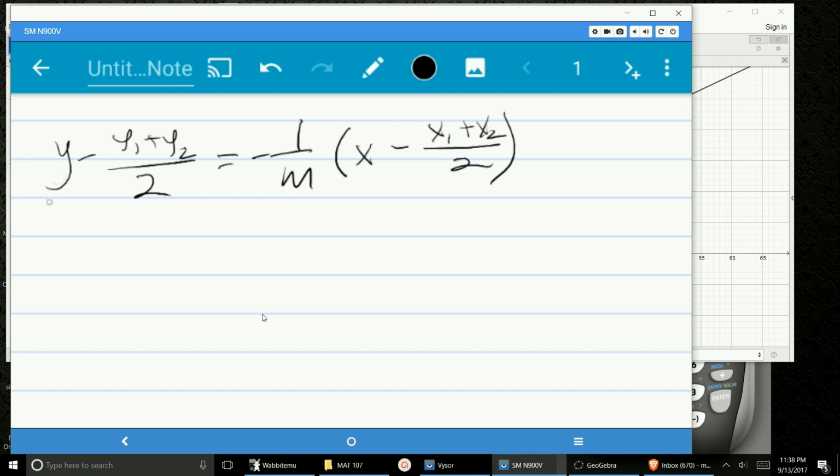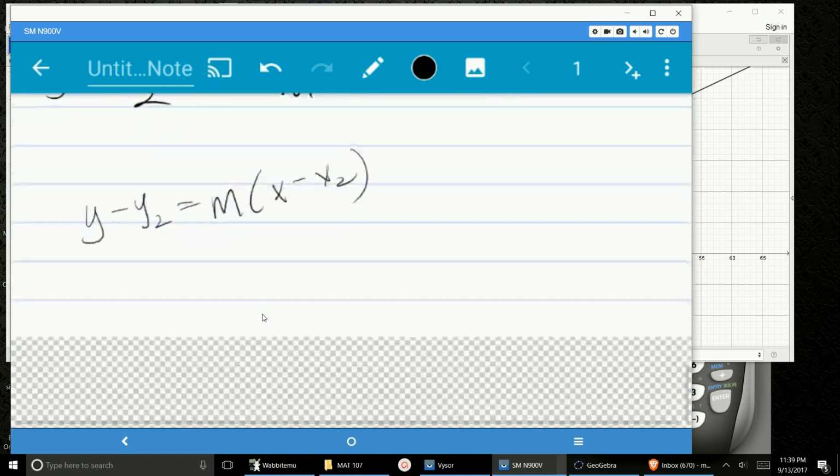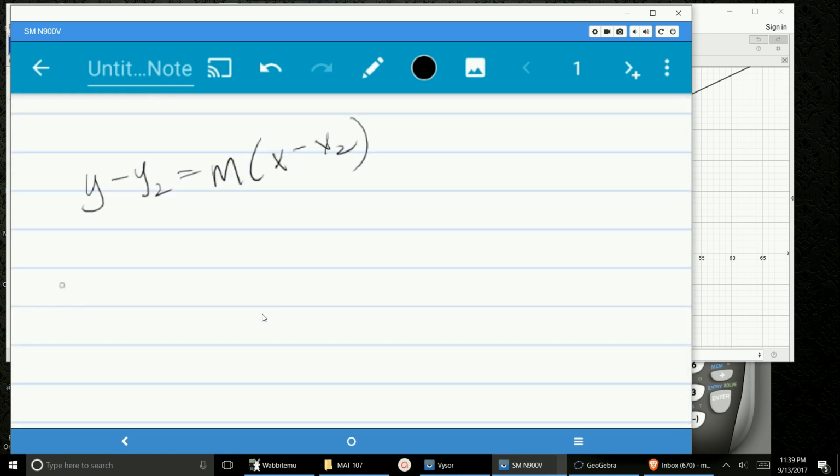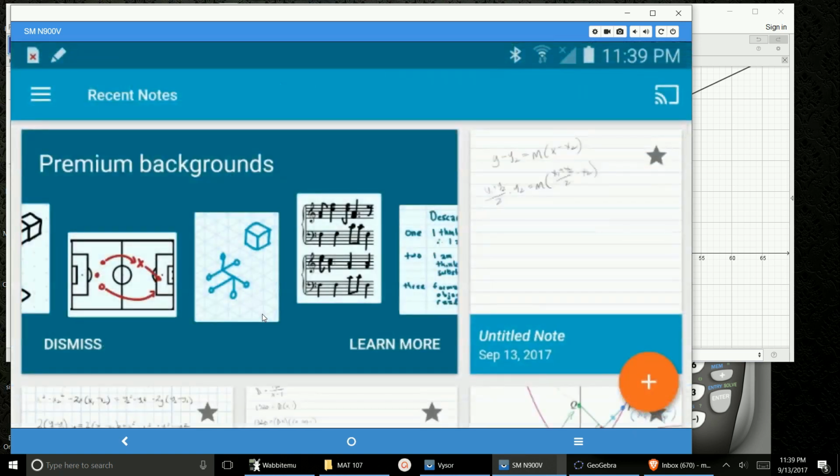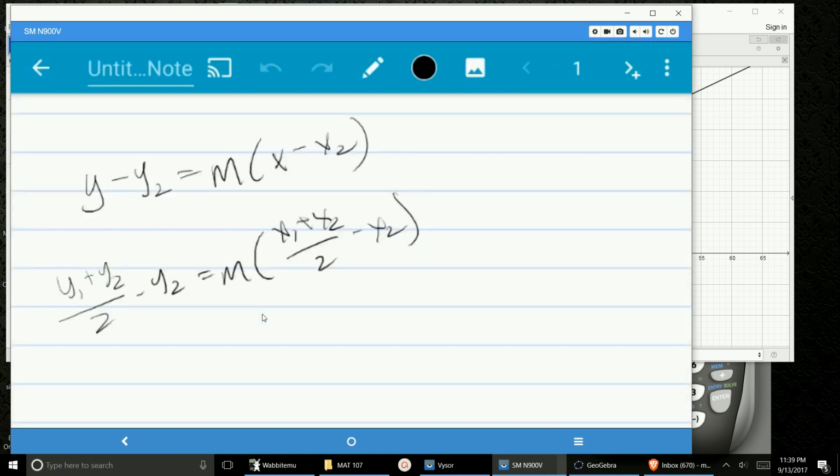Cool. So obviously the midpoint satisfies this line. But for the other line, we have y minus, and we can choose either y1 or y2 for this. I'll just do y2. This was the other line, right? So this point should satisfy it. If it does, it's guaranteed to be the midpoint. So y1 plus y2 over 2 minus y2, equals m times x1 plus x2 over 2 minus x2. If this is a true statement, we are done.